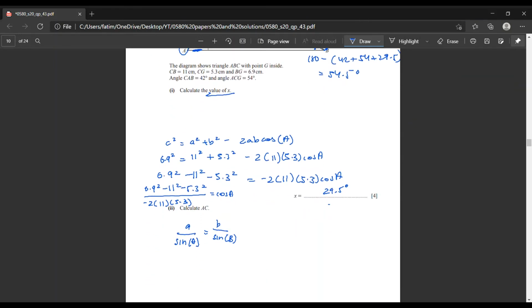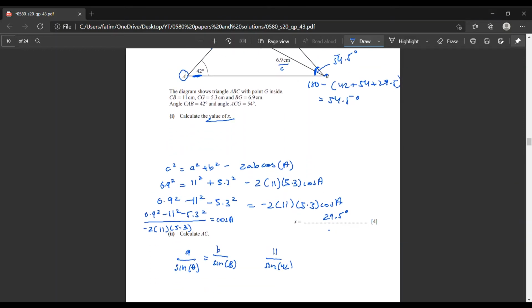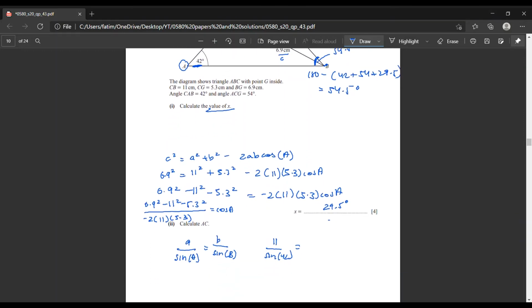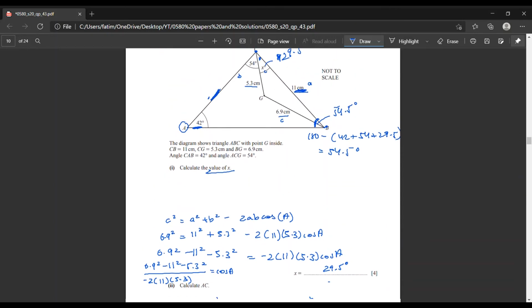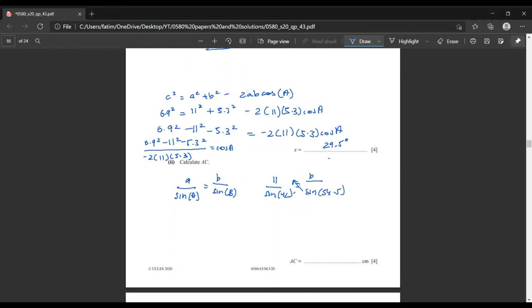So I'll just substitute the values in here. 11 by sine, what is the angle of A? 42 is equal to length B upon sine of the angle, which is 54.5, so sine 54.5. And now we just have to cross multiply and solve for B. So this is 11 sine 54.5 is equal to B sine 42.